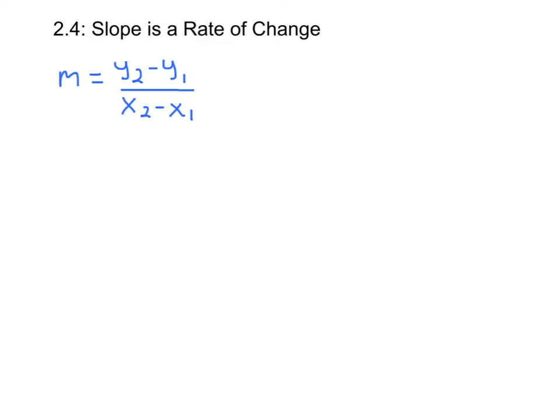In this section, we'll see that slope gives us a rate of change. Now we already know the formula used to calculate slope is y2 minus y1 over x2 minus x1. But when we do this in an application, our numerator is measured in y units and our denominator is measured in x units. So the units for the answer would be y units per x units. And this gives us the rate that y is changing with respect to x.